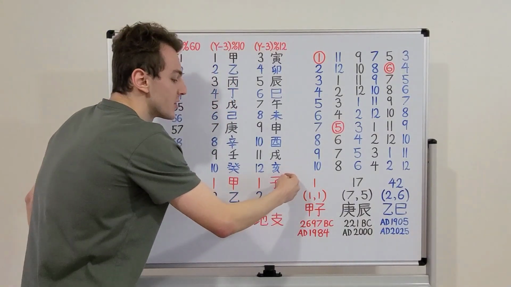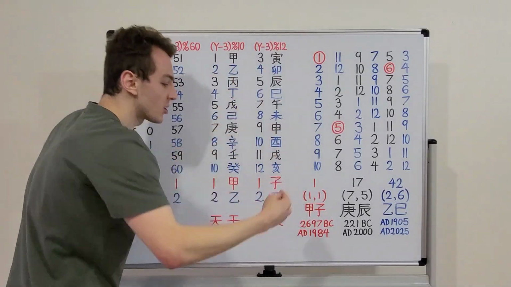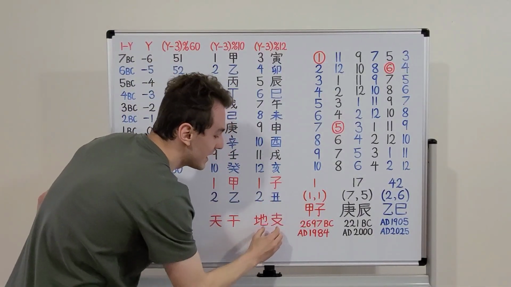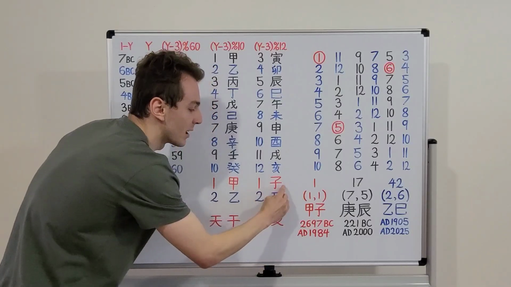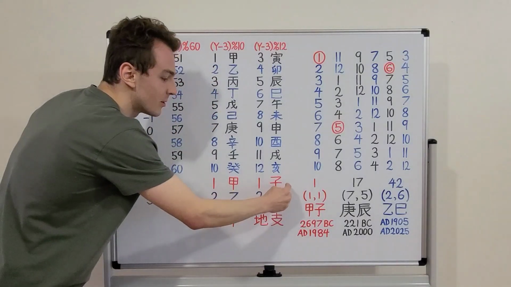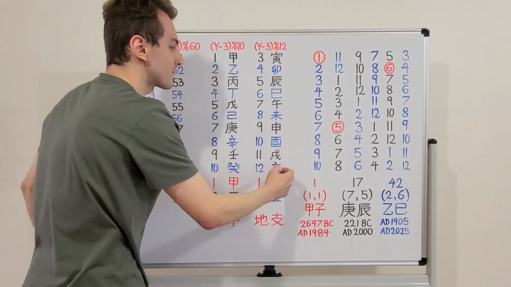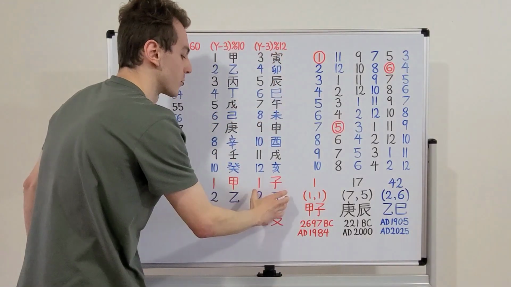And then, after this 12-year cycle is complete, we restart and we're back to this first earthly branch, which corresponds to a rat. And then again, we have that sequence, which is rat, ox, and then tiger, and we restart. So this is a 12-year cycle.